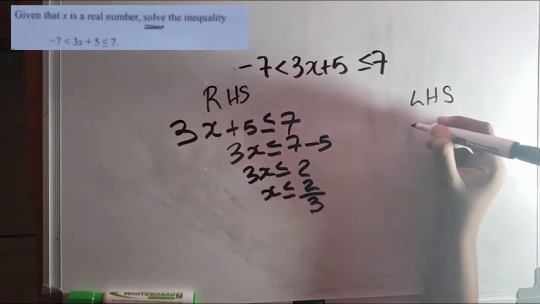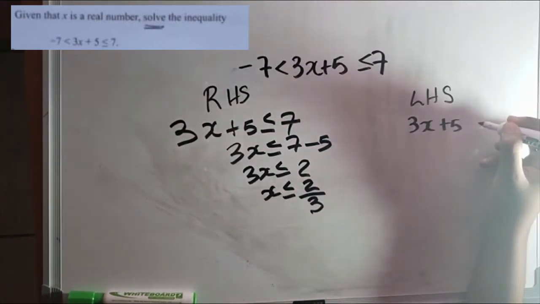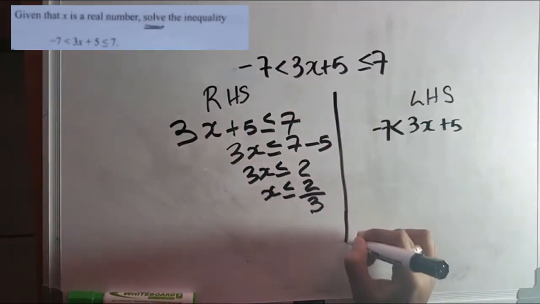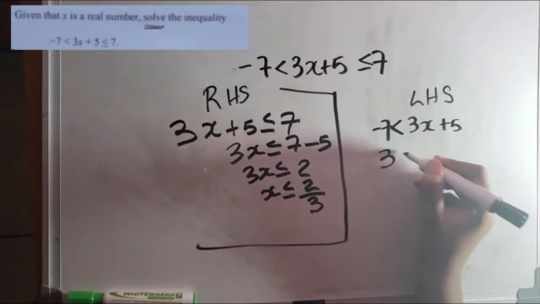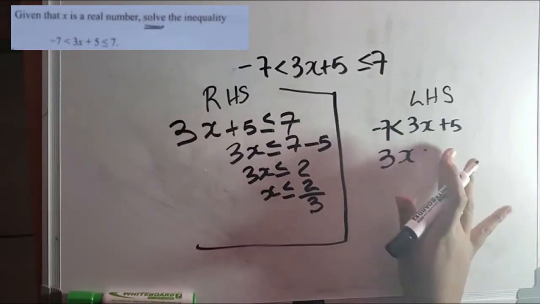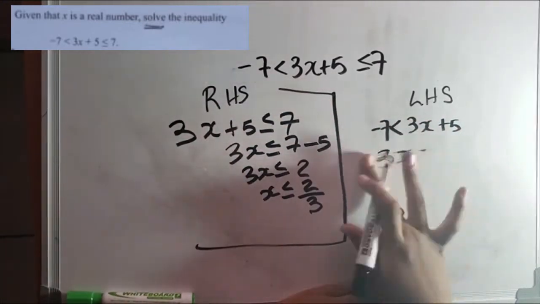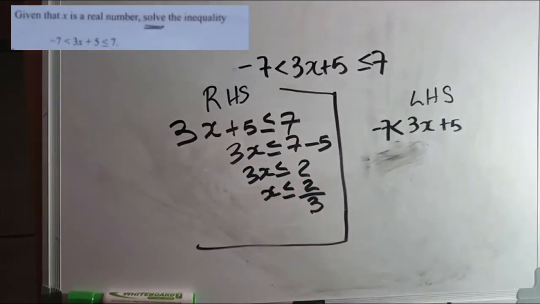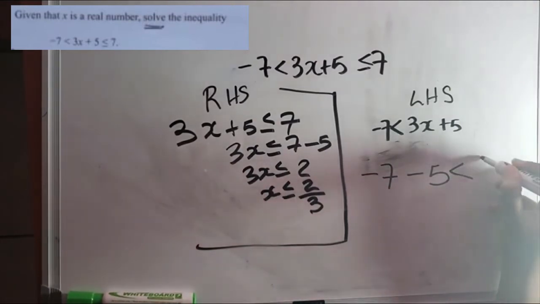And for the left hand side now, we have 3x plus 5 is, so it's a little bit trickier. Just going to box that up. So this is the same thing as 3x. So this is the same thing as negative 7 minus 5 is less than 3x.